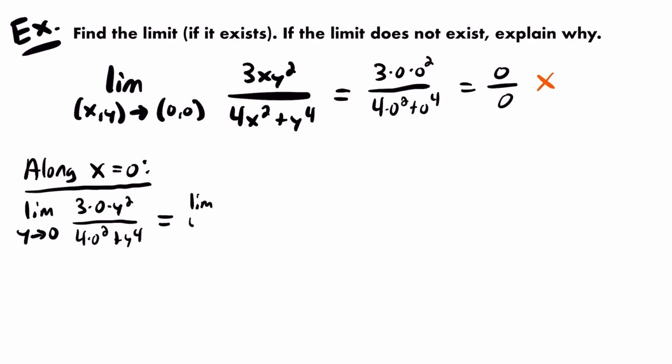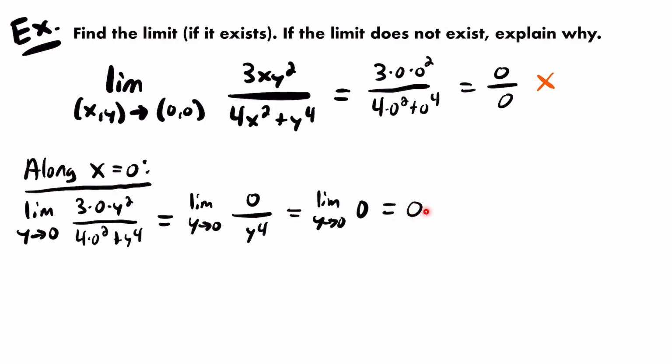We get the limit as y approaches 0 of 0 divided by, right, 4 times 0 squared is 0, plus y to the power of 4. So we have y to the power of 4 in the denominator, but really that doesn't matter. 0 divided by that value is just going to be 0. So we get the limit as y approaches 0 of 0, which will just be equal to 0.